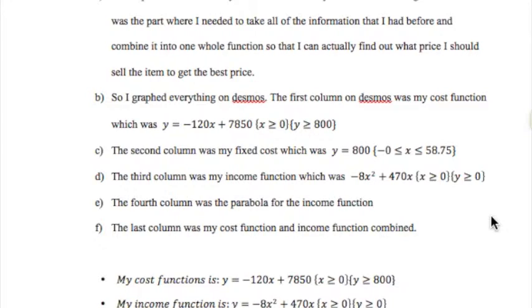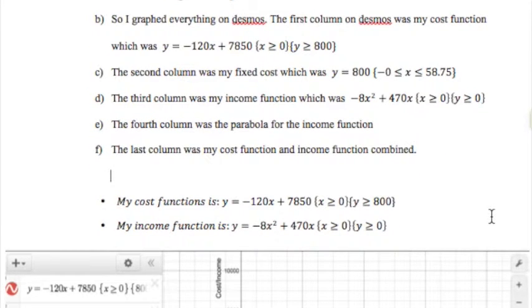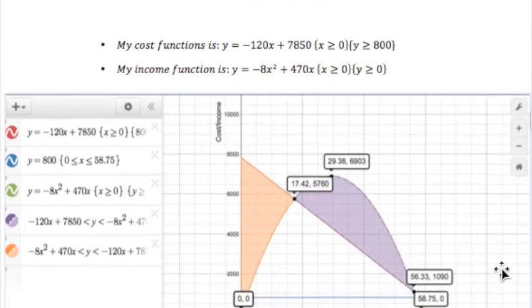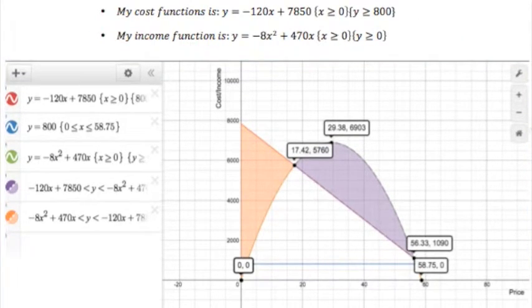First things first, I graphed everything on Desmos. Desmos is everything. It helps so much in this big project. It was such a major factor in helping me accomplish everything in this big final project that I did. So I graphed everything on Desmos, and this is what it looks like if I scroll down here.